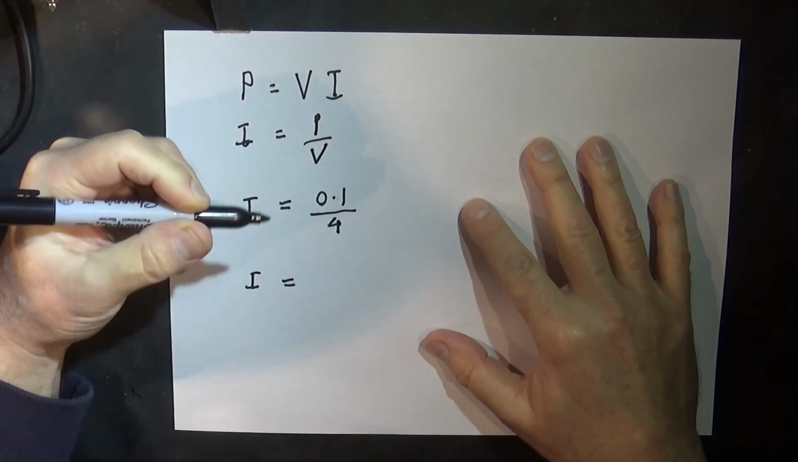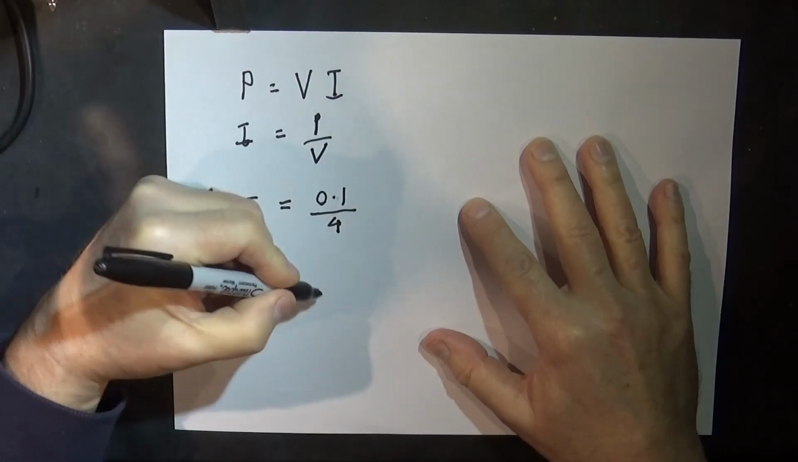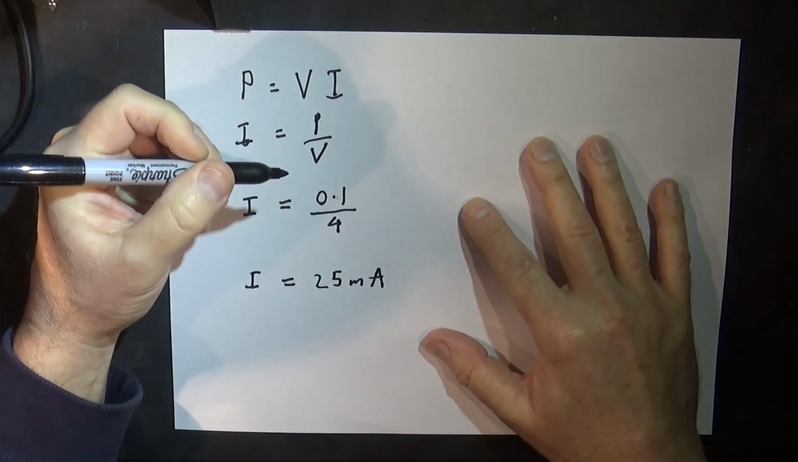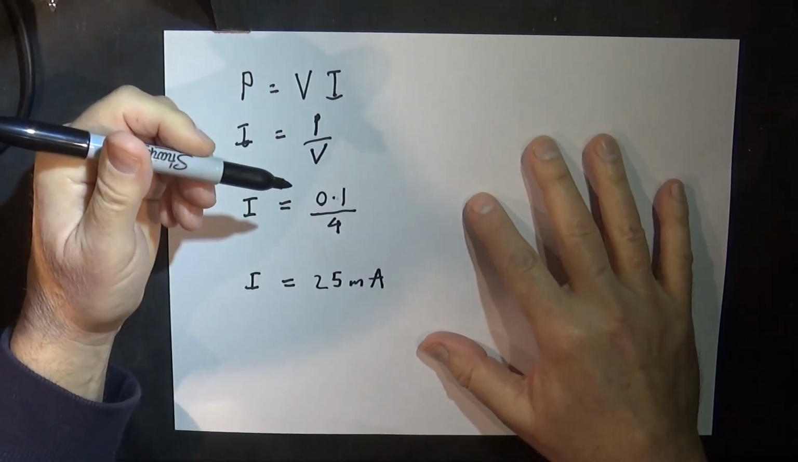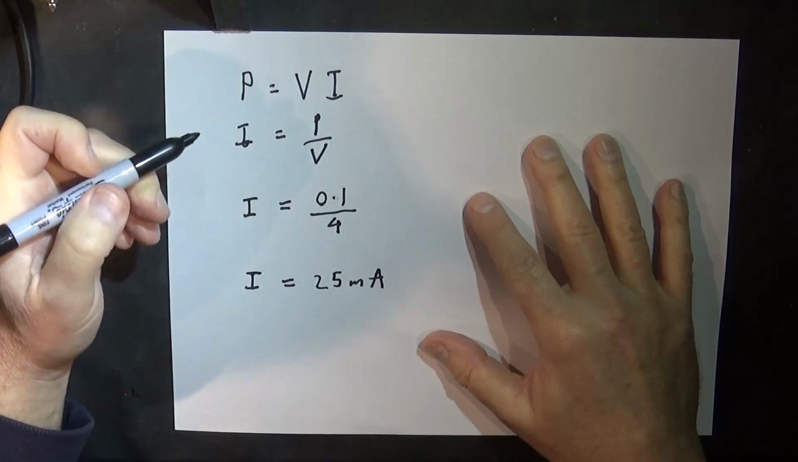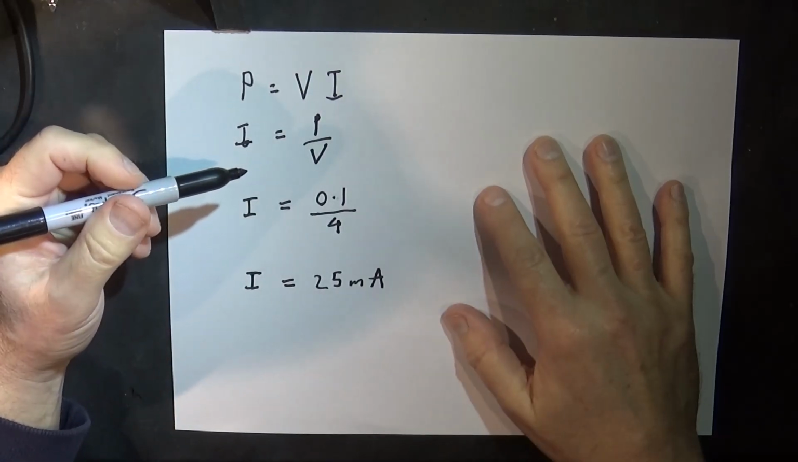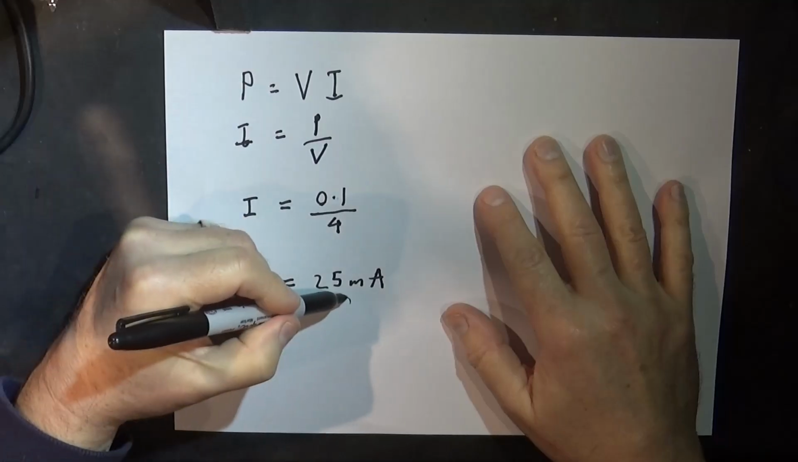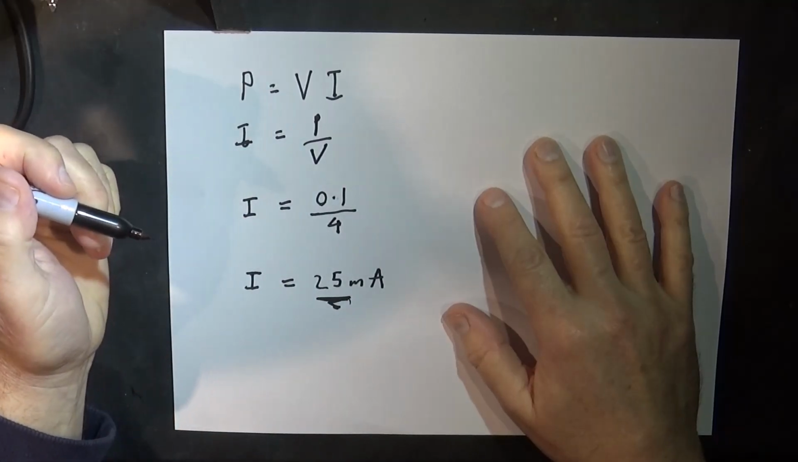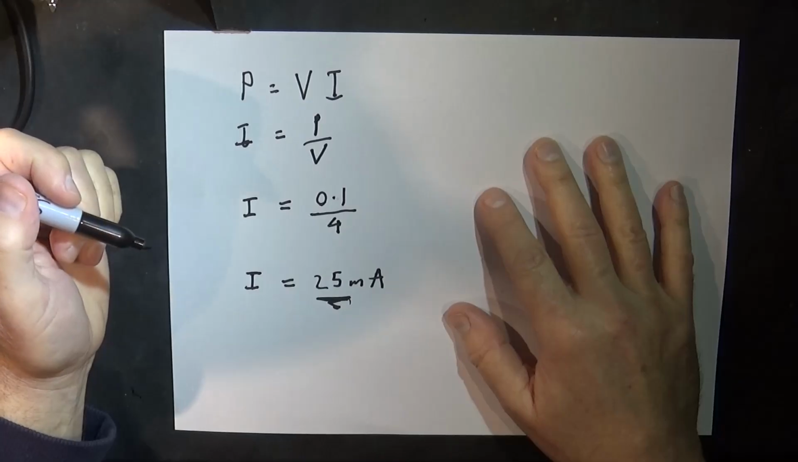So that gives us I equals 100 milliwatts over 4 volts, which is 25 milliamps. I know this is arbitrary, but we don't want the circuit drawing more than a milliamp from our supply when the LED is off, so that is patently obviously too much.